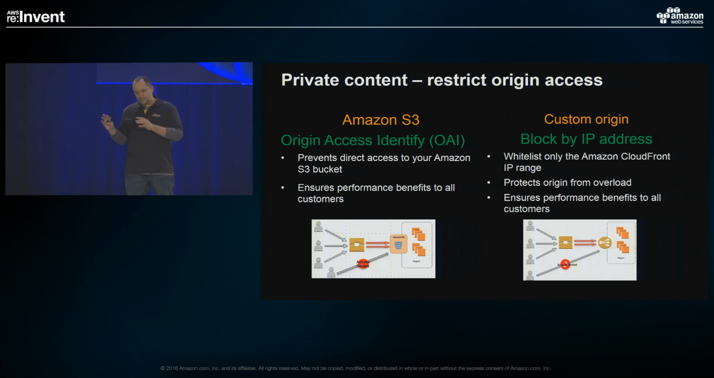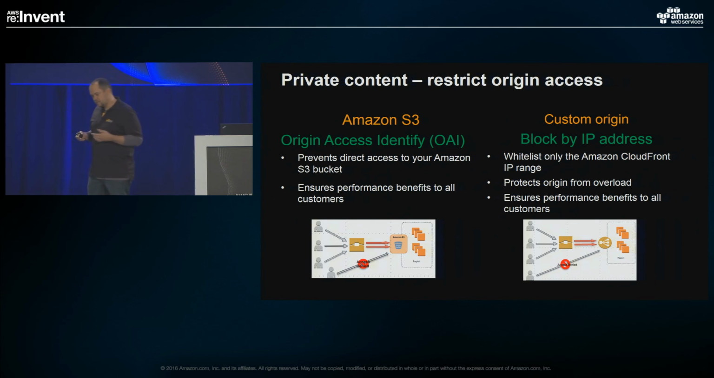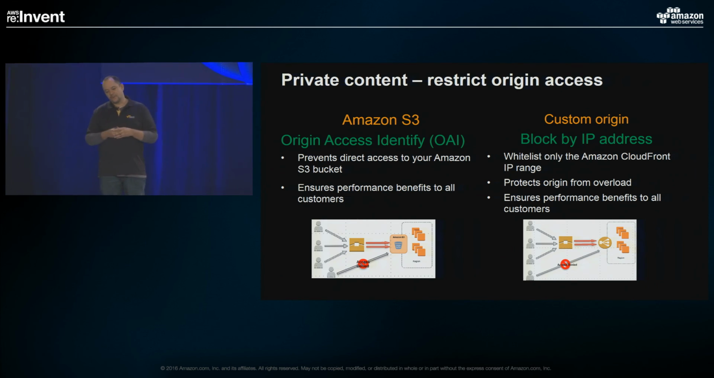Likewise, if you have a custom origin, if you're using an ELB on Amazon or something in your own data center, you could use the list of the IP ranges of the CloudFront edge locations to whitelist those at those origins and only allow access from that list of IP addresses. And again, that prevents users from directly going to your origin and circumventing the WAF protections that you've implemented within your distribution.